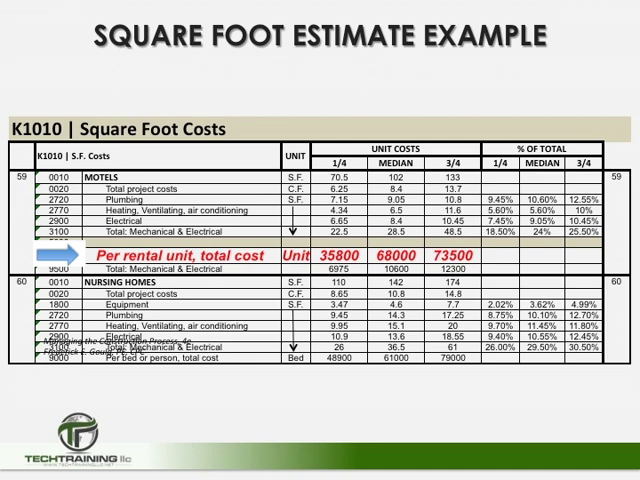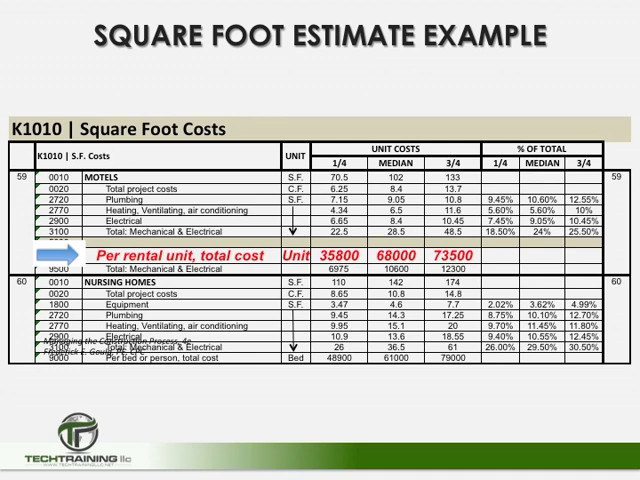And for the high quality, $73,500 per unit. Well, we're not going to build any junk, so we're going to go for the high cost. We're going to go with $73,500 per unit for our motel.